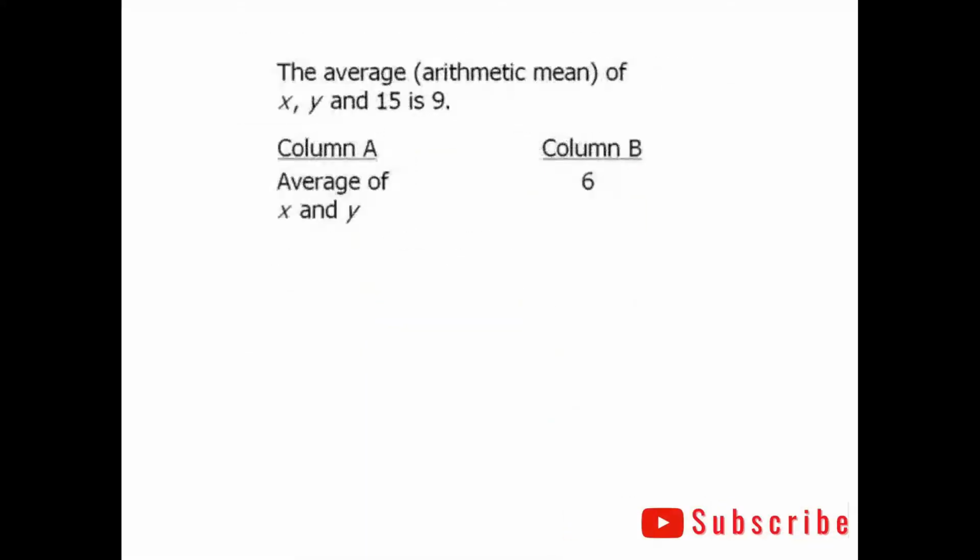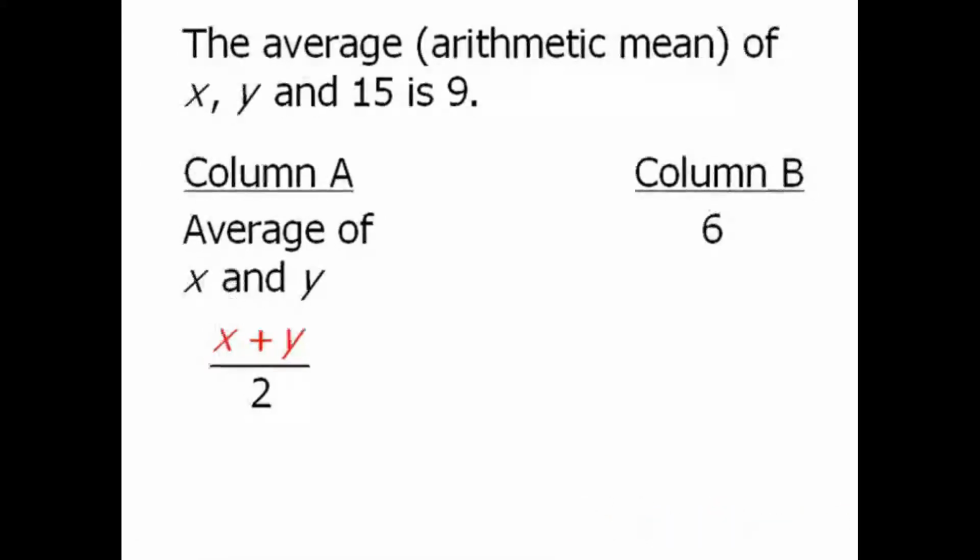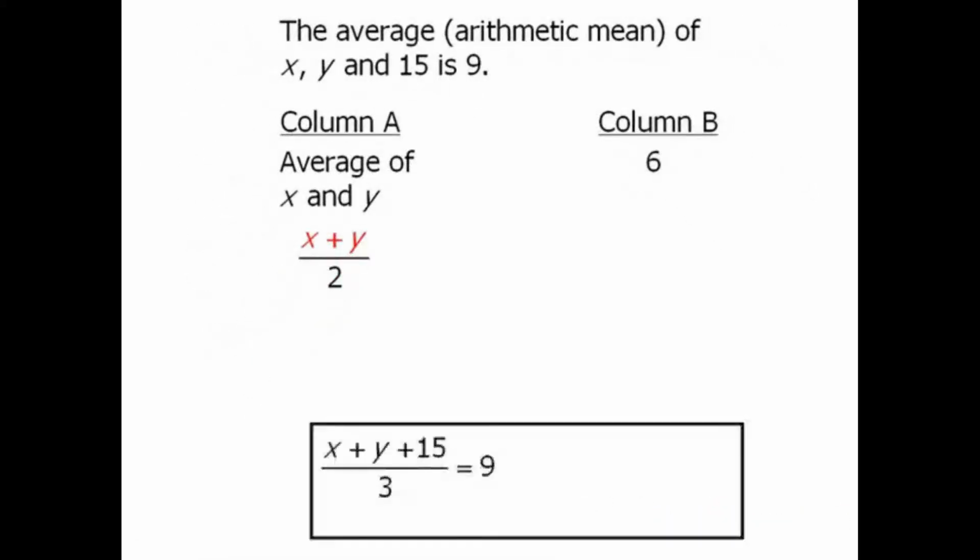Okay, beginning with column A, if we want to find the average of x and y, we need to find the value of (x plus y) over 2. Now the question tells us that the average of 3 numbers is 9, so we know that the sum of those 3 numbers divided by 3 will equal 9. From here we can multiply both sides of this equation by 3 to get the following. And now we'll subtract 15 from both sides. So x plus y equals 12.